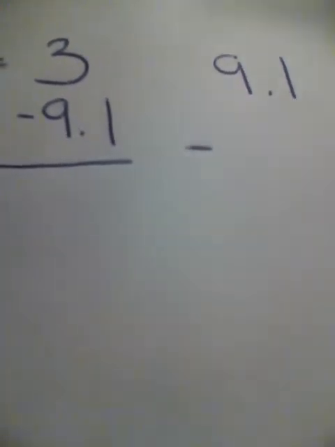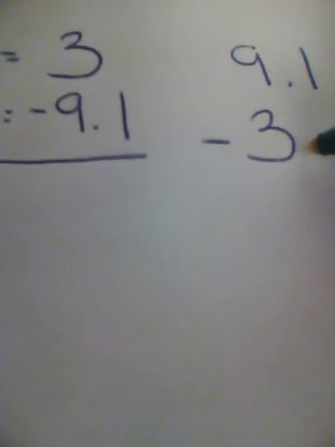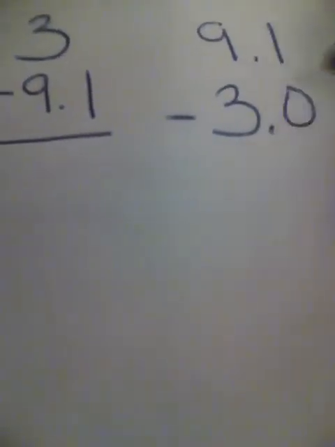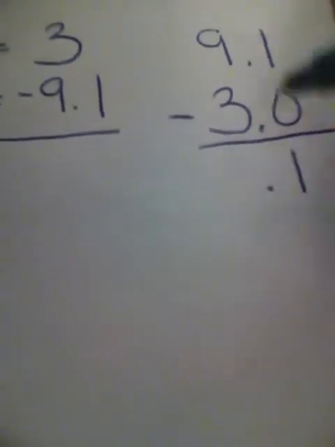And I want to make sure I line up place value. The 9 is in the 1's place, the 3 is also in the 1's place. It has no decimal that's visible, but really it's at the end there, and I'll add the 0 to hold the place value. And now I'm just going to subtract. 1 minus 0 is 1. Bring down my decimal point. 9 minus 3 is 6.